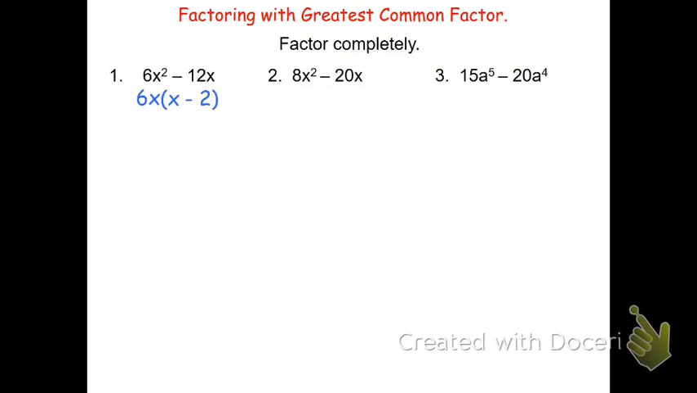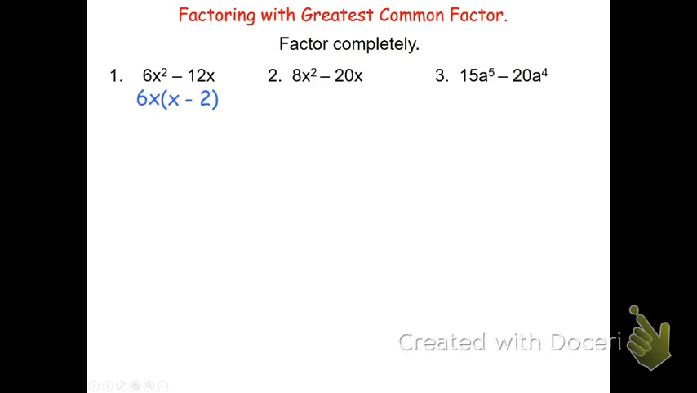Now again, I can always check my work by distributing. If I distribute the 6x into the binomial, 6x times x is 6x squared, which is my first term, and 6x times negative 2 is my negative 12x. When you're done, it's always a good idea to look at what's still in the parentheses and make sure they have nothing in common. If it still has something in common, then you're not quite completely factored. In this case, x and negative 2 have nothing in common, so this problem is factored completely.